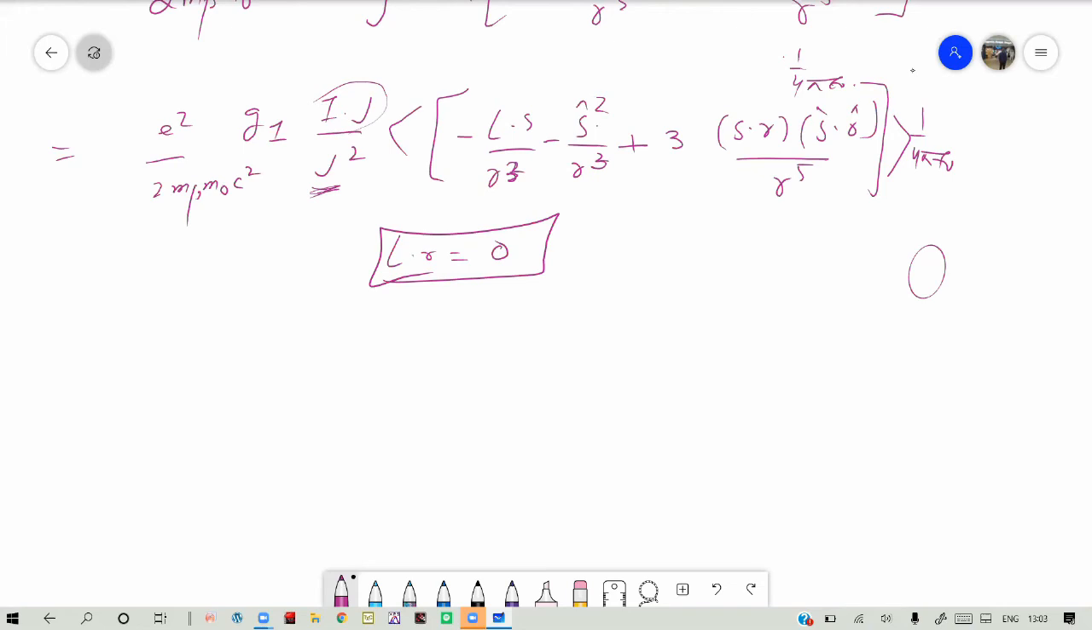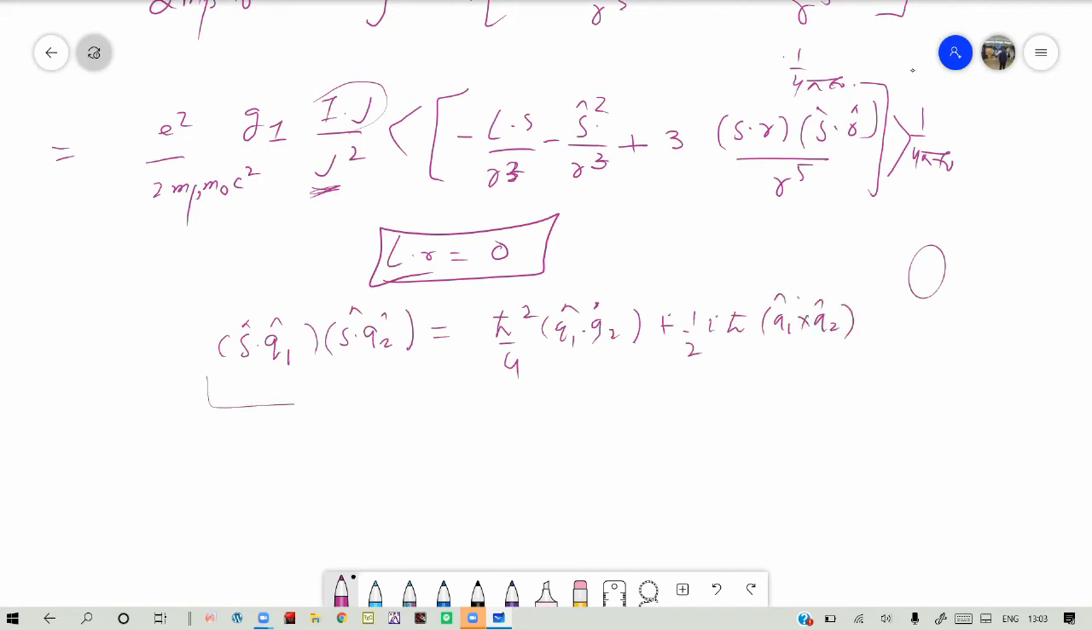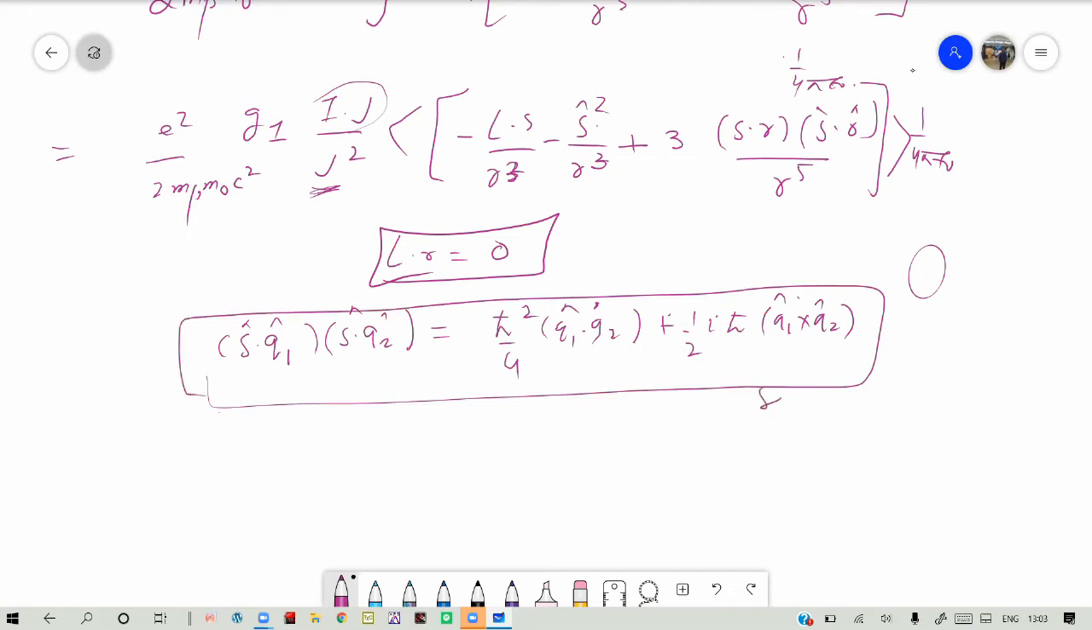There is an important result, the Slaughter result, that is S dot Q1, where Q is a general vector, times S dot Q2, and S is a spin operator. This is actually equal to ħ square by 4 Q1 dot Q2 plus 1 by 2 i ħ Q1 cross Q2. You can see any quantum mechanics book for this, like Griffiths or Zettili or any other. And this is the cross product here.